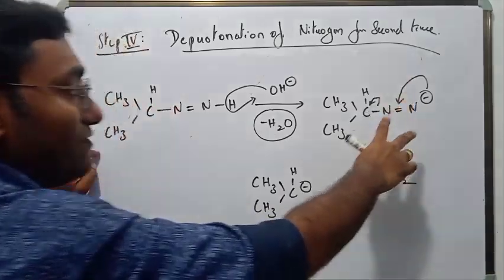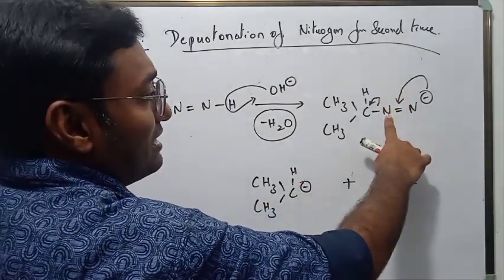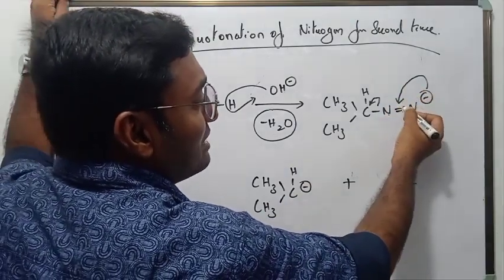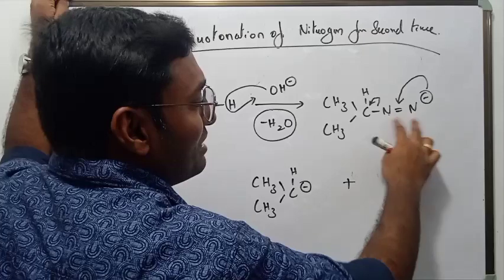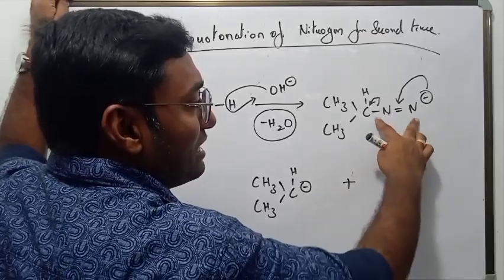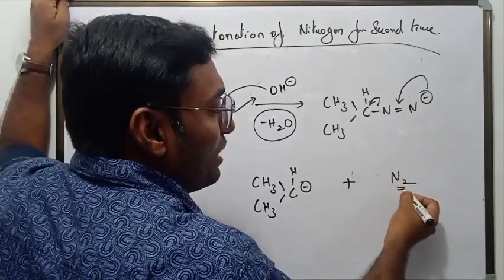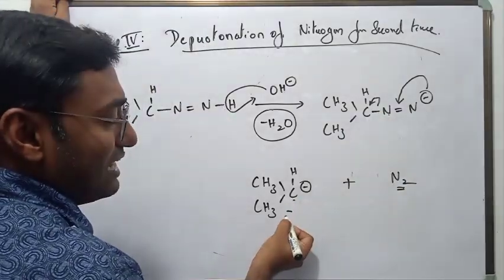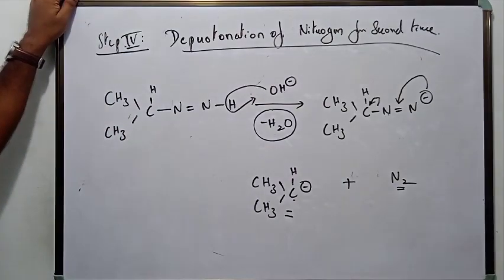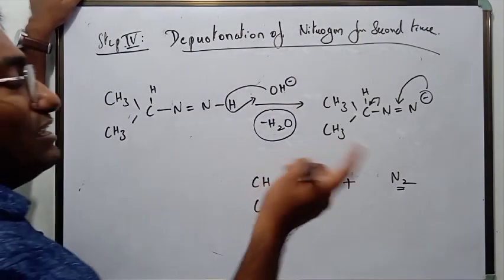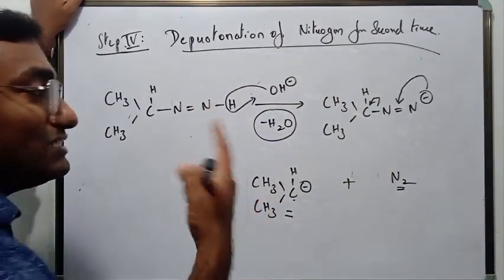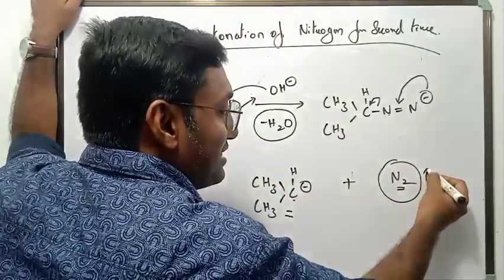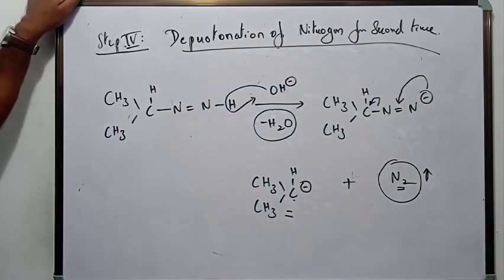Nitrogen valency is 3, correct? It is 2p3, so it needs 3 more electrons. If it gets 3 more electrons from another nitrogen atom, it can very well become N2. But in the process of becoming N2, this pair of electrons is left with carbon. That leads to formation of another carbon anion. As I was saying in the introduction, all this conversion happens with the evolution of N2 gas. Correct?